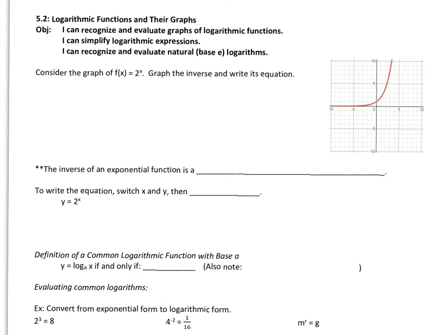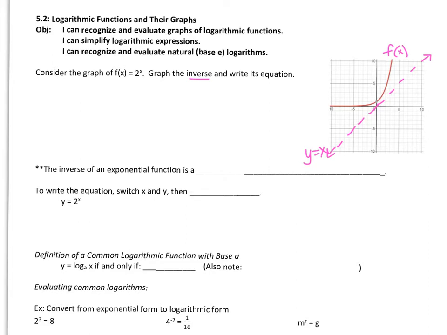To look at the inverse of an exponential function, let's first look at the graph of an exponential function. It says consider the graph of f of x equals 2 to the x power. That's over here on the right-hand side. That's f of x. Graph the inverse and write its equation. Well, the first thing we need to remember is the definition of inverse. The definition of inverse is the reflection over the line y equals x. So make sure that you draw that in, and then we'll take a look at sketching the graph.